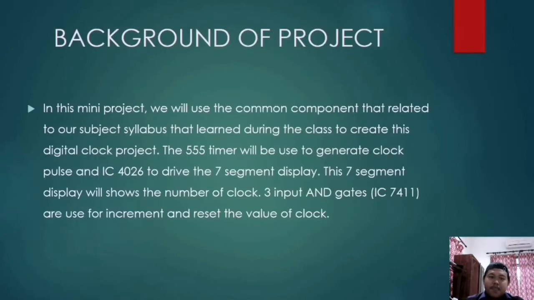Now the background of our project. In this mini project, we use common components related to our subject syllabus. Our lecturer told us to use topics related to chapters 2, 3 and 4 to create this mini project. A 555 timer will be used to generate the clock pulse and IC 4026 to drive the 7 segment display. This 7 segment display will display the time number.